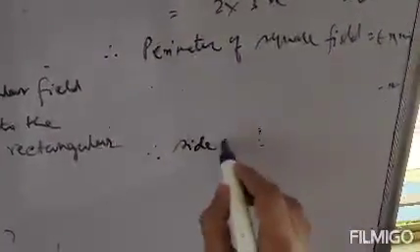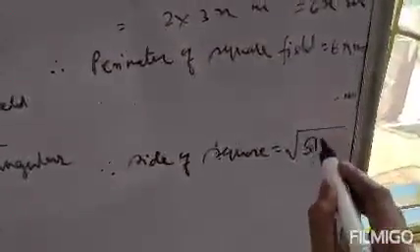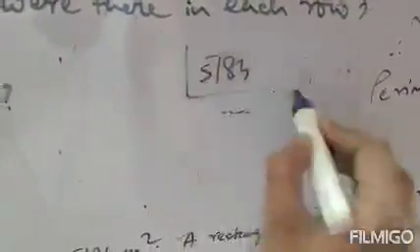So therefore side of square will be square root of 5184. Clear? Side of square will be square root of 5184. So let's take the square root of this number.